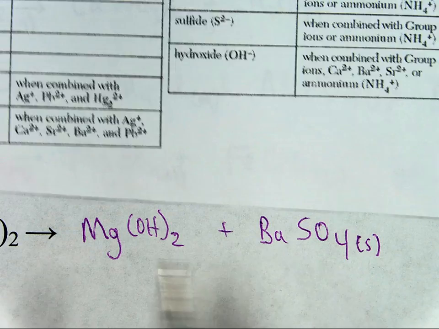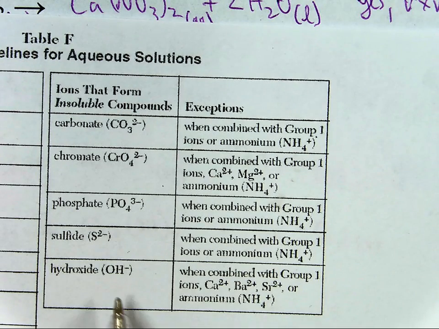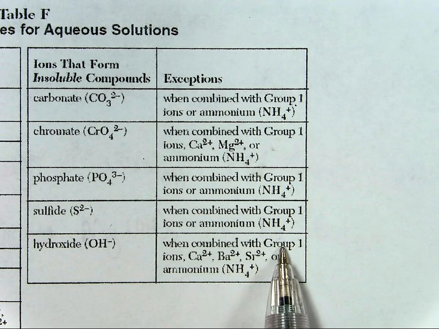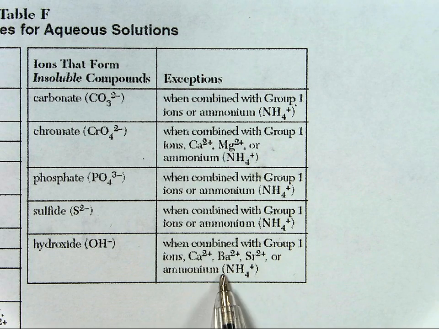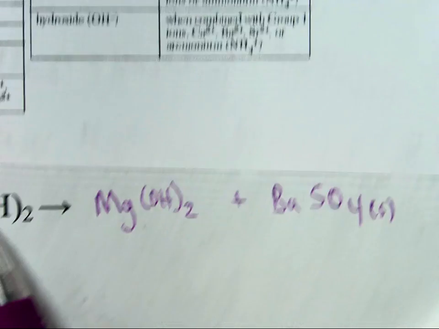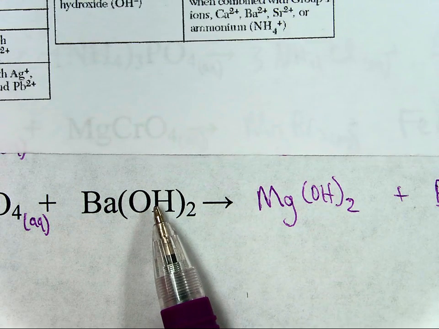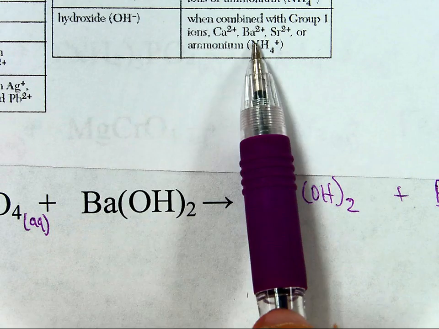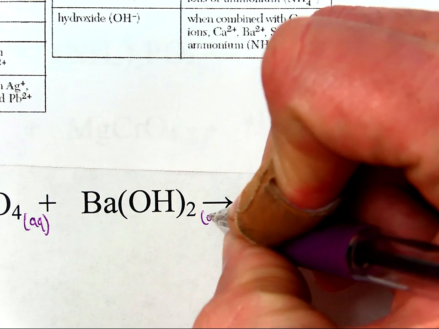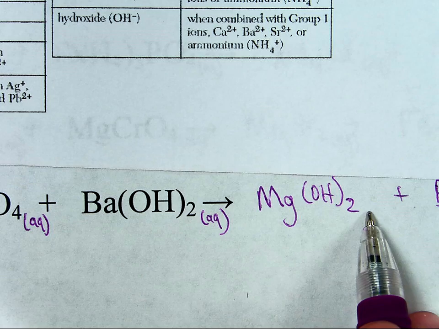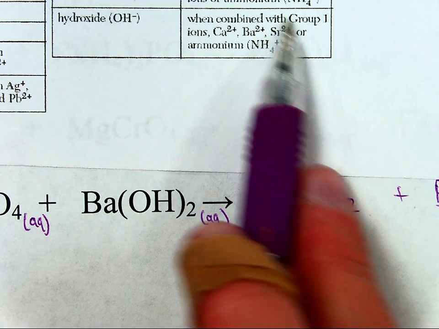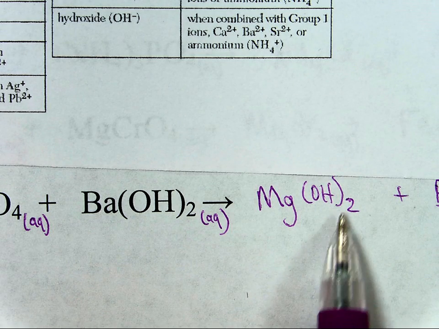Let's look at the hydroxides. We have barium hydroxide and magnesium hydroxide. Looking at the hydroxides list, hydroxides don't want to dissolve in water unless they're with group 1, calcium, barium, strontium, or ammonium. Oh look, there's barium. So according to the rules, hydroxides don't usually dissolve unless they're with barium, so this one dissolves. AQ. Now magnesium hydroxide. Hydroxides won't dissolve unless it's with one of these, and none of these are magnesium. Therefore this is not an exception, so it follows the hydroxides don't dissolve rule. Solid.